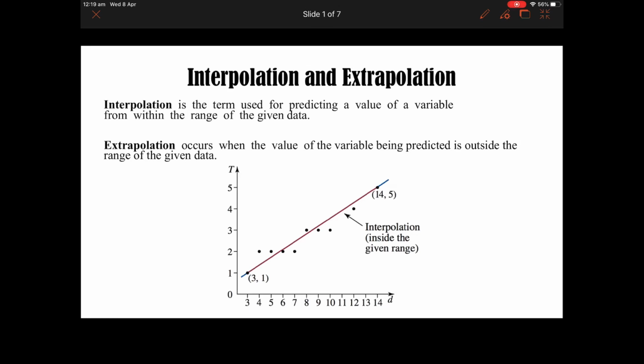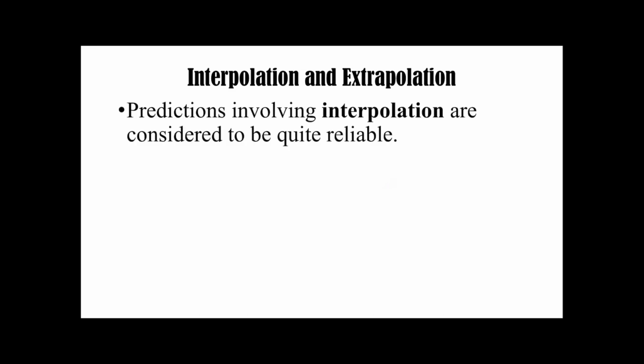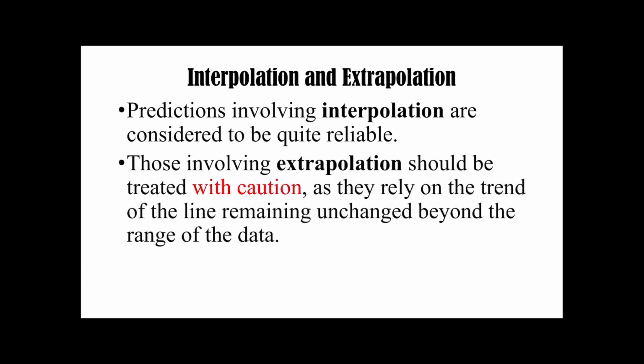Whereas extrapolation occurs when the value of the variable being predicted is outside the range of the given data. So making a prediction for 15 days is an example of extrapolation. Predictions involving interpolations are considered to be quite reliable. The predictions involving extrapolation should be treated with caution because they are relying on the trend of the line based on the behavior of the given data set.